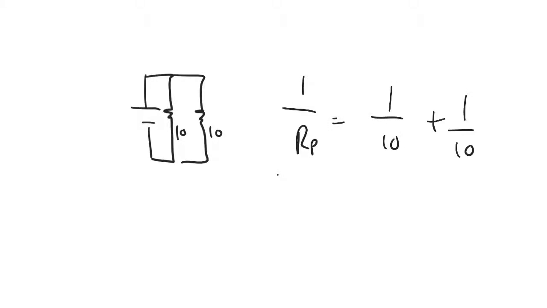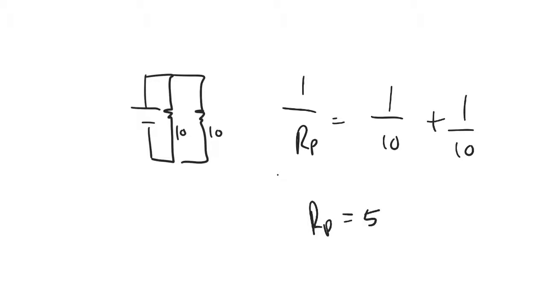Start with 2 in parallel. Make them both 10. What's the equivalent resistance? 1 over Rp equals 1 over 10 plus 1 over 10. That's going to give me 2 over 10. And the reciprocal of that is 10 over 2. So Rp will be 5 for this.